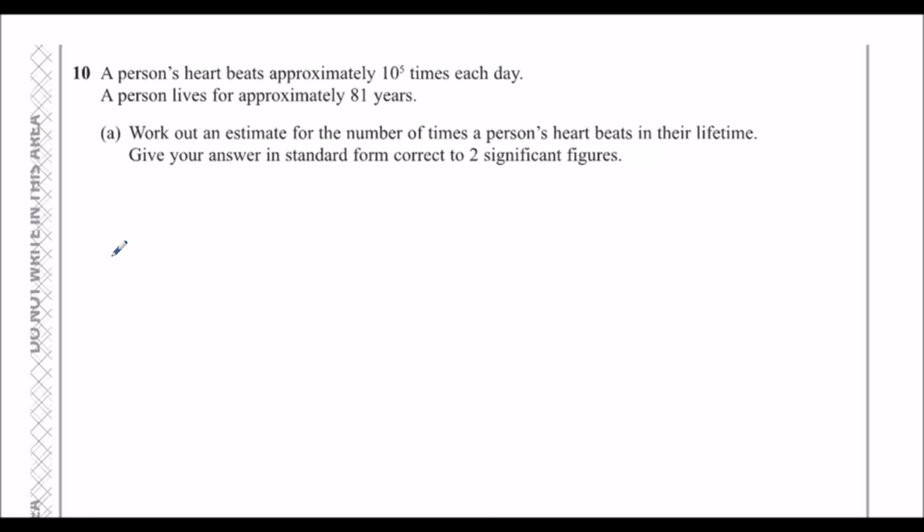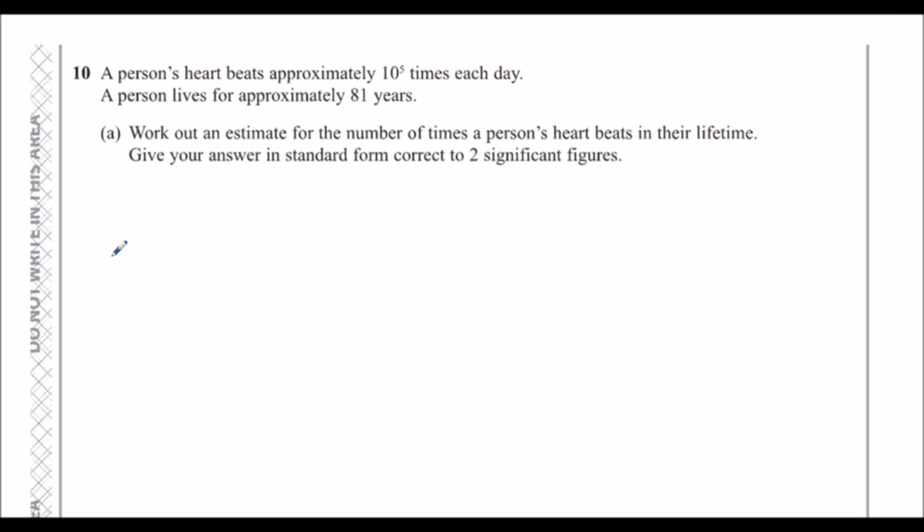Question 10. A person's heart beats approximately 10 to the power of 5 times each day. A person lives for approximately 81 years. Work out an estimate for the number of times a person's heart beats in their lifetime. Give your answer in standard form, correct to 2 significant figures.